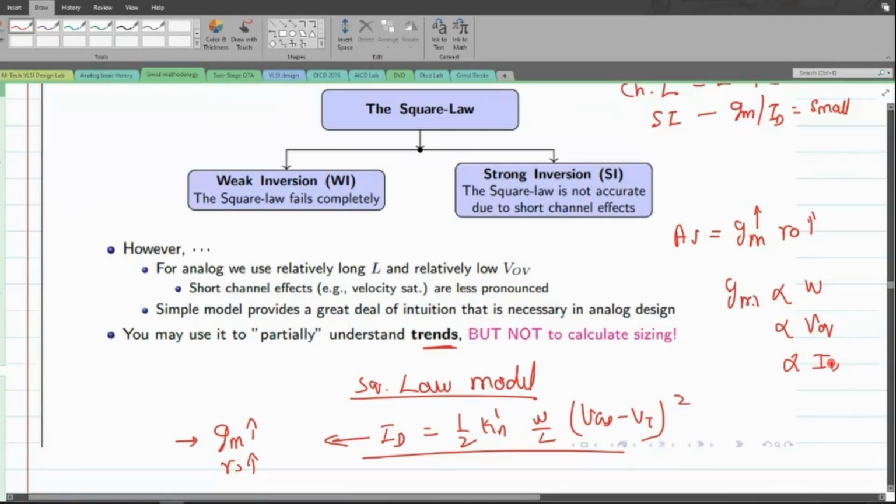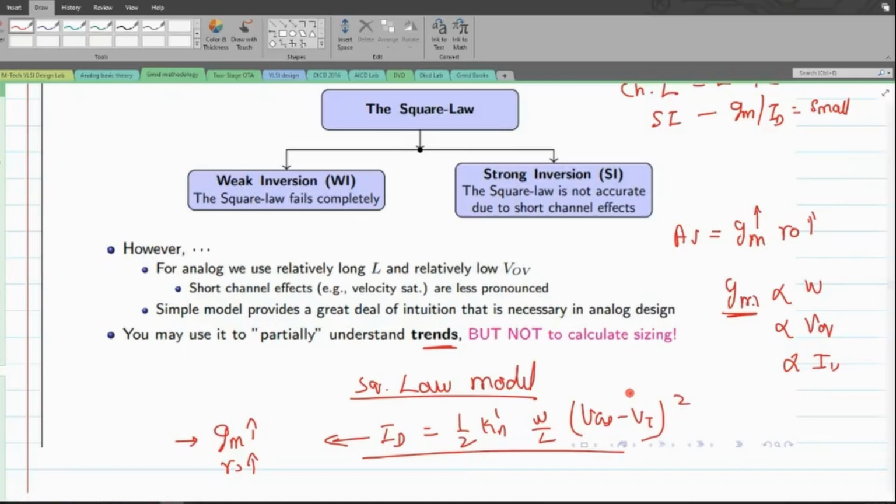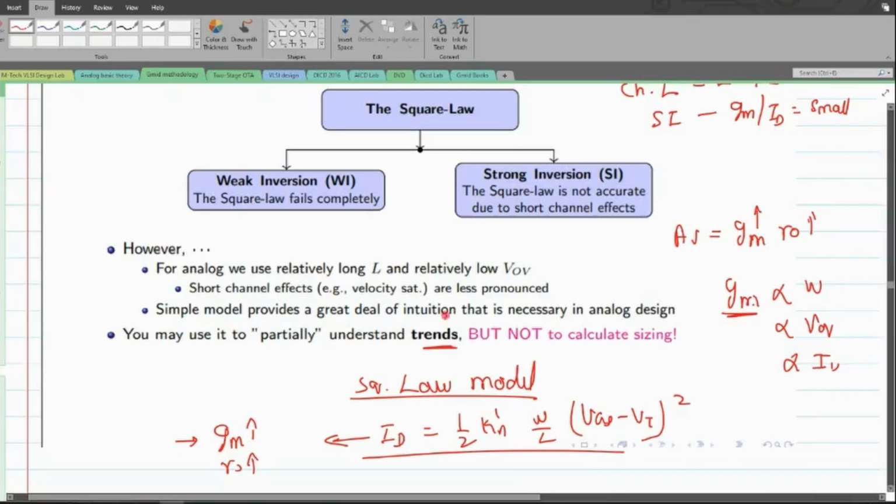But I cannot use this to actually calculate the expression. The value of this GM I cannot calculate from the square law model. But what I know from this square law model is which particular parameter I am supposed to vary to achieve that high GM. So it gives some sort of direction to us. Okay, I have to increase the width. I should not lower the length or something like that. That is what we really mean by the trends.